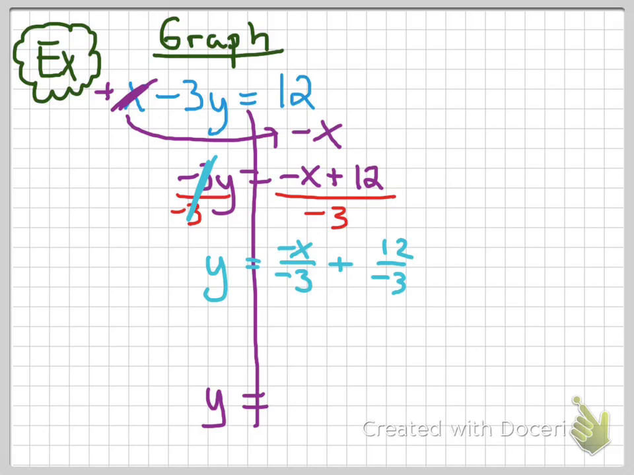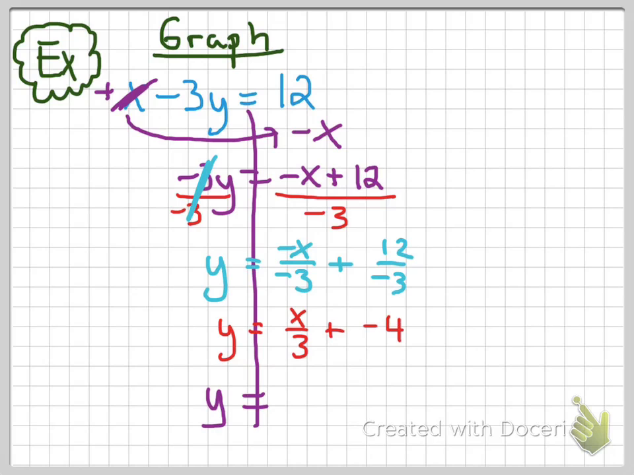And so now I'm thinking, let's clean this up. A negative x divided by a negative 3. Two negatives make a positive. So really, I just have x over 3. I'm going to write that down below here. So y equals just an x over 3, plus 12 divided by a negative 3. 12 divided by a negative 3 is a negative 4.